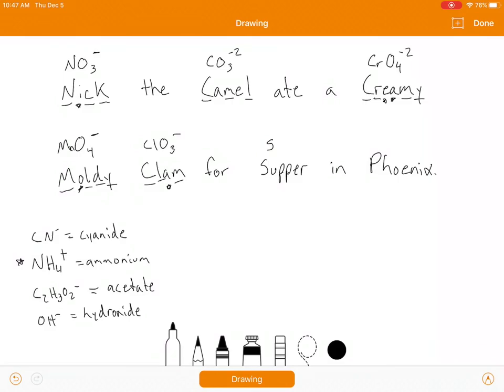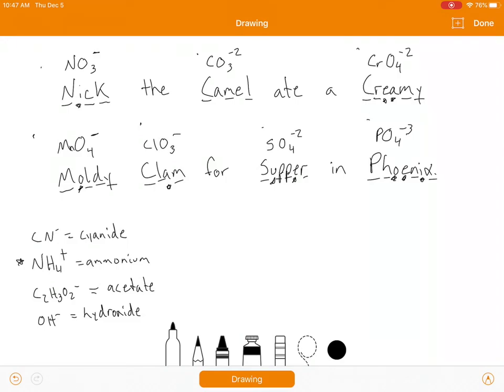Supper, start with S, 4 consonants and 2 vowels. And then Phoenix would be phosphate. So you've got 4 consonants and 3 vowels. Now, this is how you spell Phoenix, but it doesn't matter if you spell it wrong as long as you get both an E and an O in there, because we're just worried about counting them. So you have nitrate, carbonate, chromate, permanganate, chlorate, sulfate, and phosphate.